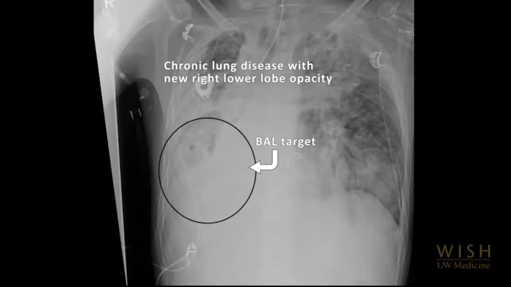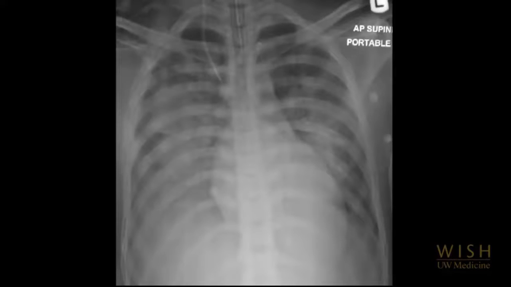For infections, BAL should be targeted at the area of most disease radiographically. If no specific area can be defined, which can be the case with diffuse parenchymal processes such as ARDS, the BAL can be directed at either the middle lobe or the lingula.